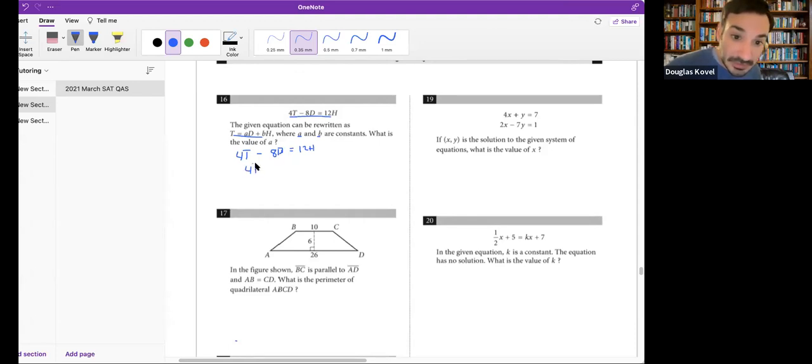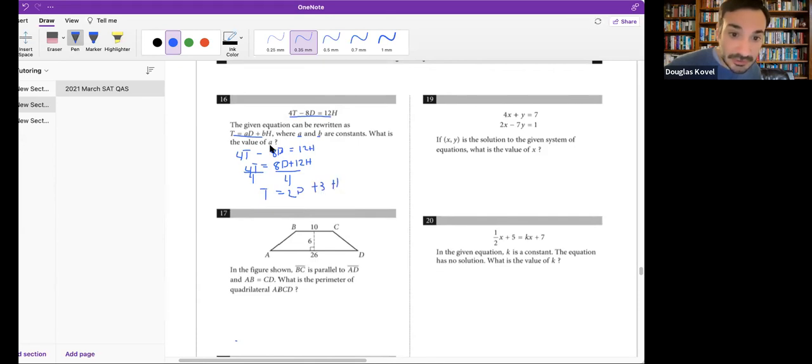So the first thing that you can do is you could add 8d to both sides. So then you would get 8d plus 12h. You also could have done 12h plus 8d. Doesn't really matter since addition is commutative. I just put the 8d in front to have it match the form that they want us to have here. And then finally, we could divide everything by 4. So that leaves us with t is equal to 2d plus 3h.